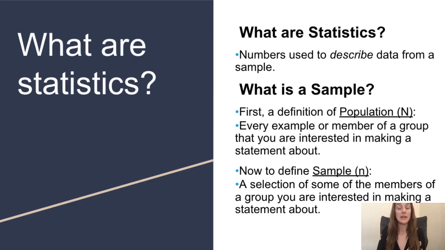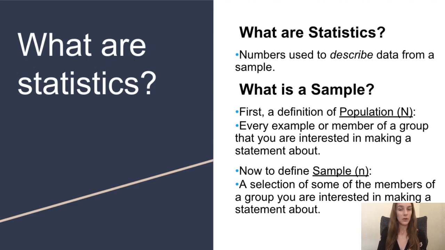So what does that mean? In psychology, that often means a group of people that we're interested in making a statement about. Let's say that we're interested in making a statement about the discrepancy in mental health disorders between men and women. Then our population would be all men and women, every example or member of a group that we're interested in making a statement about. Now, a sample would be a selection of some of the members of the group that you're interested in making a statement about. This is the first powerful piece of statistics: we're using samples or subsets of individuals or data to try and make statements about them.